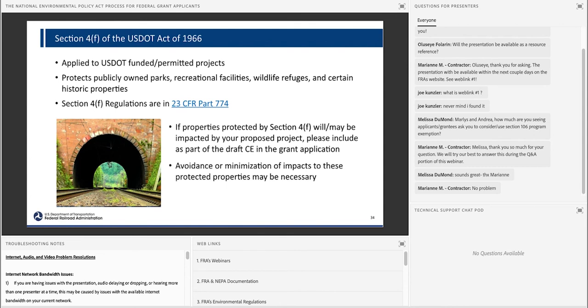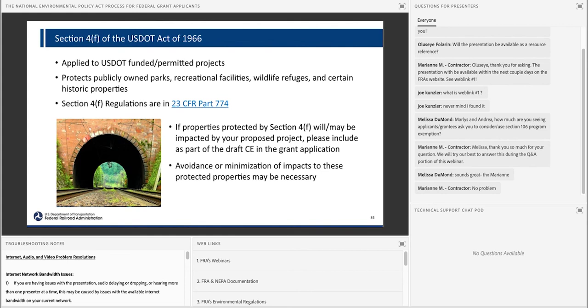This statute or law is considered to be a substantive law that requires a specific outcome. If properties that are protected by 4(f) are going to be impacted by your project and those impacts can be avoided, then we are required to avoid those impacts. In many cases, we're not able to avoid impacts to all of these properties. So you may be, and likely will be, required to consider what can be done to minimize impact to these properties.